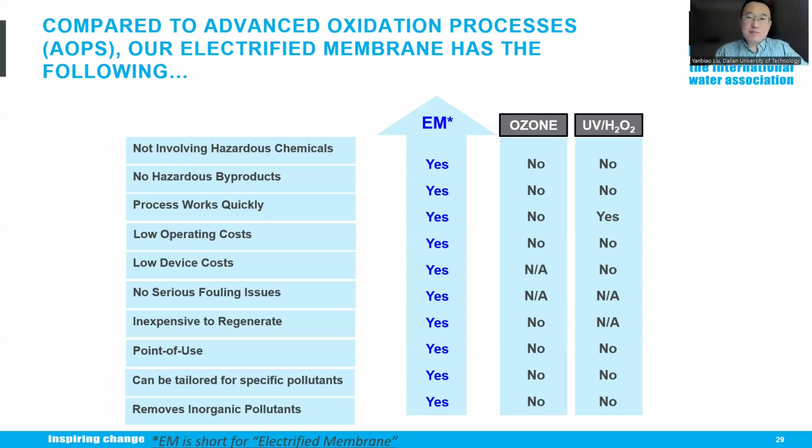Since it can combine two operational units into only one part, it can also save land usage. We believe this technology is suitable for some point-of-use applications. Also, we can achieve the selective removal of some pollutants even from complex water matrices.